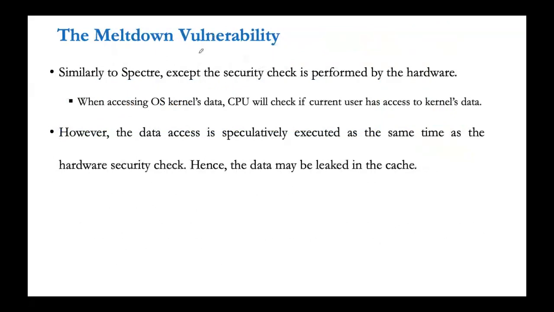Similarly, the Meltdown vulnerability is similar to Spectre, but Spectre works on the security check in the program, whereas Meltdown is performed by the hardware. When accessing the OS kernel's data, the CPU will check whether the current user has access to the kernel's data or not. However, the data access is speculatively executed at the same time as the hardware security check. Hence the data may be leaked in the cache. So these are the problems or vulnerabilities.